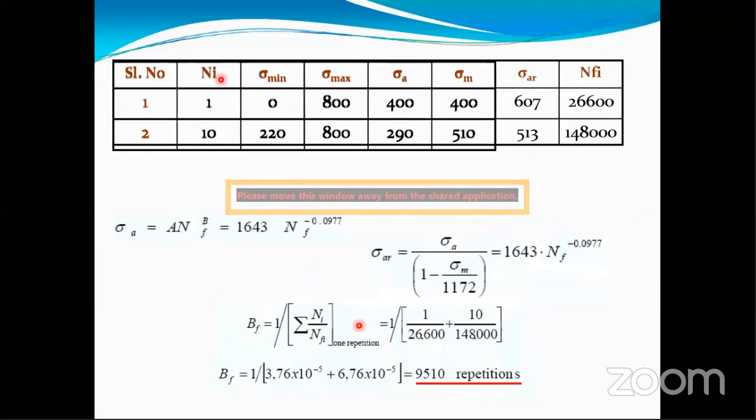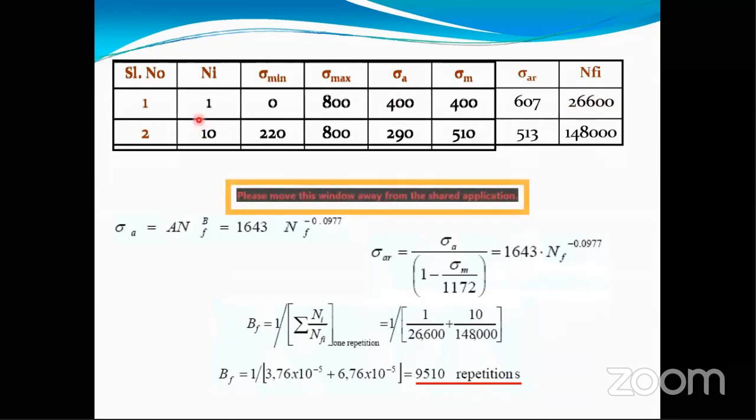Here we have a load cycle. You can see from 0 to 800, the stress is varying from 0 to 800. Say you can consider it as MPa or something. So sigma minimum is 0, sigma maximum is 800. So stress amplitude and mean stress both are 400. This sigma AR is the stress amplitude in the presence of mean stress. You can calculate using this term, that is 607, and NF1 is obtained from this expression. So for this stress amplitude we have this many number of cycles.